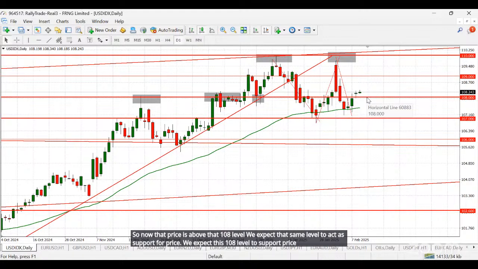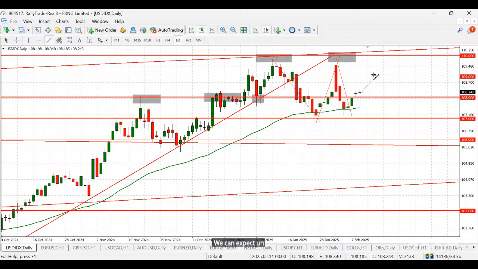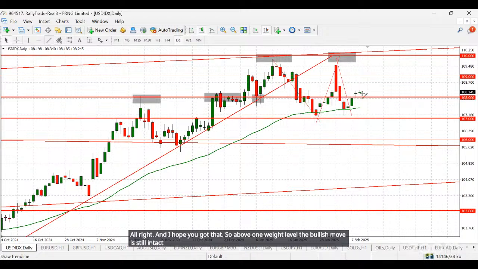All right. So as long as price is above that 108 level, we can expect a further push higher towards 109 and maybe back at 110. So that's the expectation for USD index. So this is not in any way confusing. For AD, and I hope you got that, above the 108 level, the bullish move is still intact. This is going to turn bearish if we see price take out the support at 107.